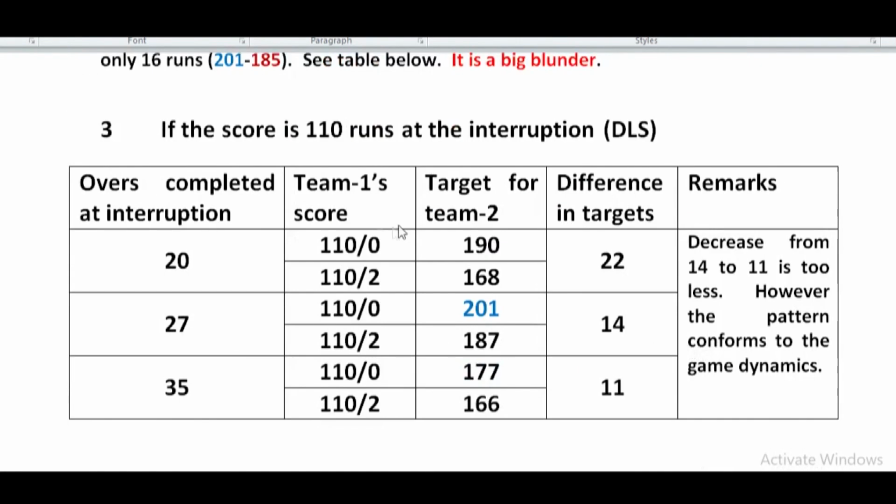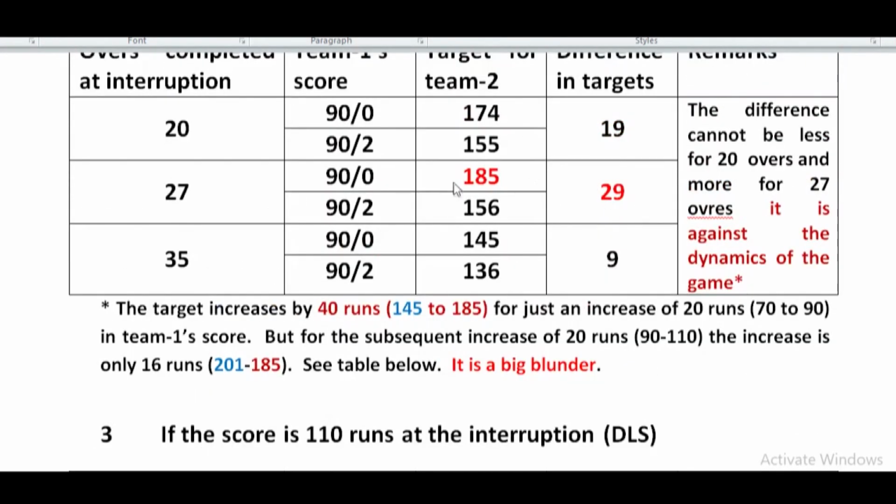Now, if you see the increase for this score, that means if the score is 110, again it is correctly maintaining that pattern, because for 20 overs it is more, 27 overs it is less, and for 35 overs it is still less. But of course you can see after 35 overs the difference should have been much less. Here you can see nicely it is coming down from 22 to 14, but here it is coming down only by 3 runs. That also is a mistake, though the pattern is maintained. This value should have been just 4 or 5. So that is a mistake. But anyway, that's a small mistake actually compared to this big blunder.